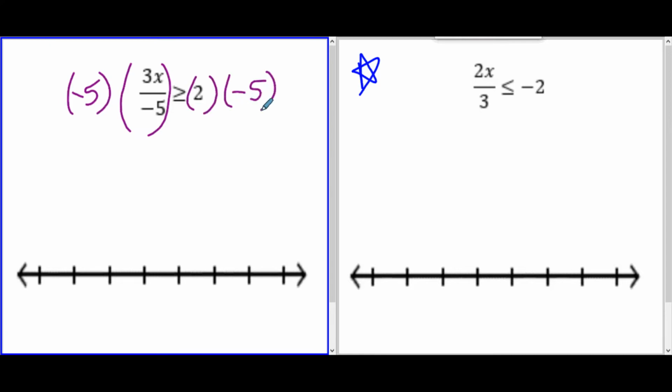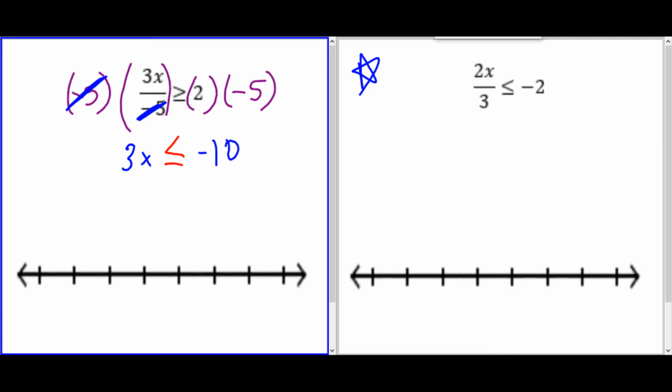A couple things happen here. One is that these -5s cancel. So now I get 3x is bigger than or equal to -10. However, I multiplied both sides by a negative, so I need to change this sign to a less than or equal to sign. I'm going to do that in a different color so you see it. Because on both sides I multiplied by a -5, I need to flip the inequality sign.